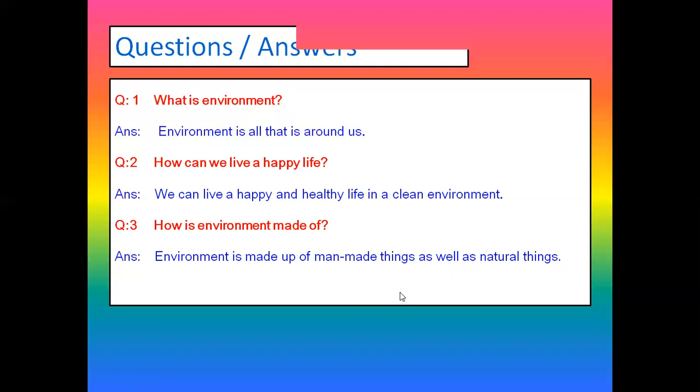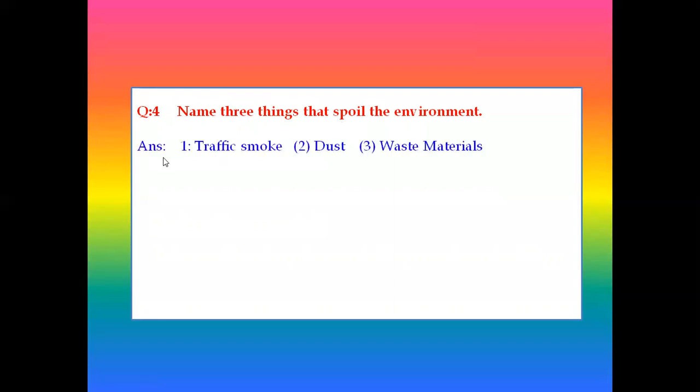Okay. Question number four. Name three things that spoil the environment. Okay. Answer. Number one, traffic smoke. Number two, dust. Number three, waste materials. Okay. Listen again. Traffic smoke, dust, and waste materials. These things spoil our environment.